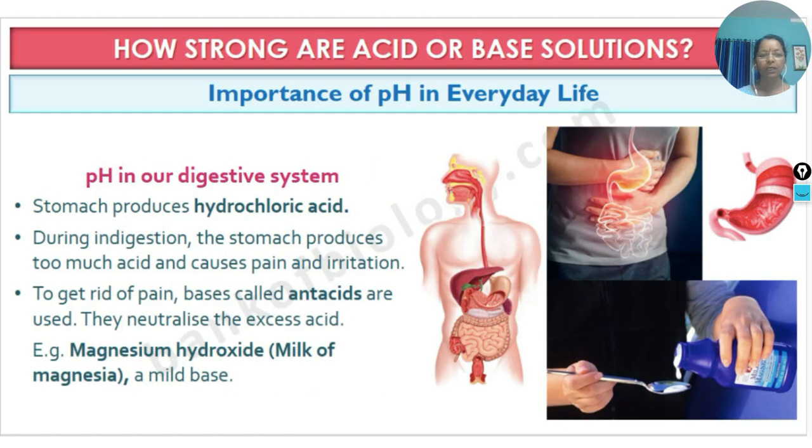Okay. Next topic is pH in our digestive system. We know that our stomach produces hydrochloric acid, isn't it? So during indigestion, that means if you are having excess food or some other problems that produce indigestion, what happens? In order to digest it, the stomach produces too much acid. So it causes pain and irritation in the stomach. We feel a burning sensation in the stomach.